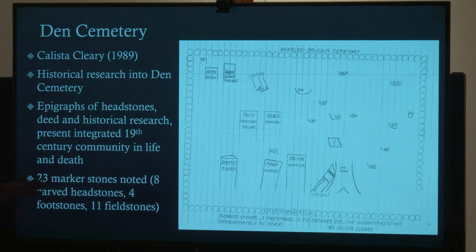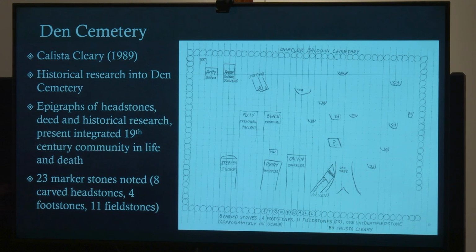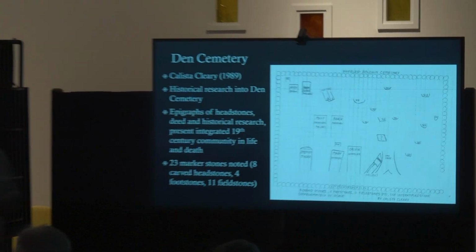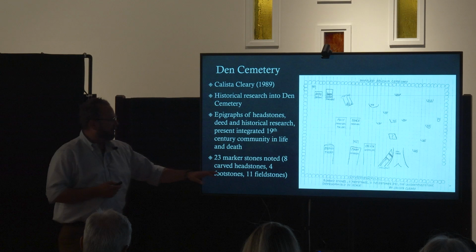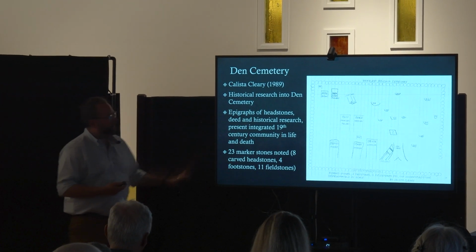So remember, Nye had 25 stones. 15 years later, there are 23 stones that she noted. 8 of those are carved headstones. 4 of them are footstones. So that's the first time that we see footstones separated out.